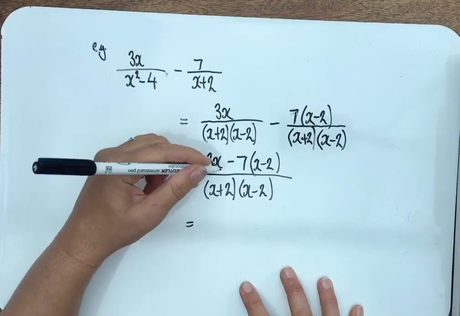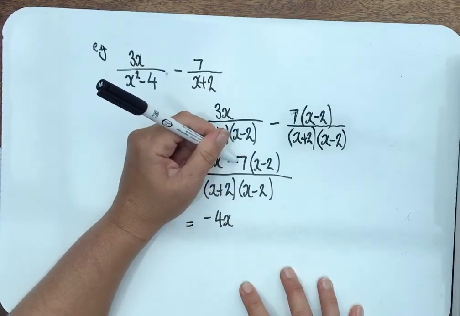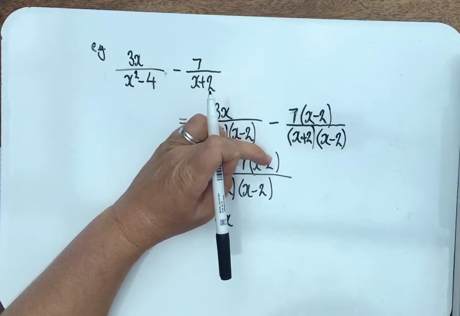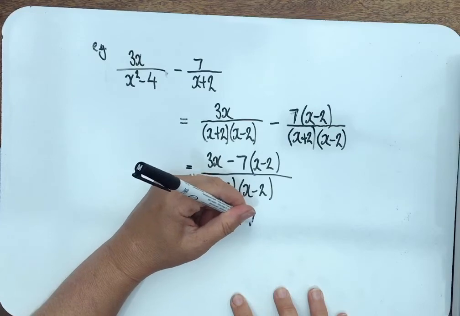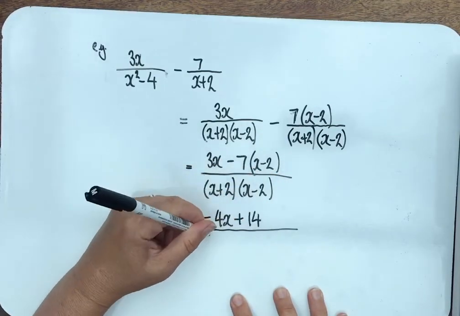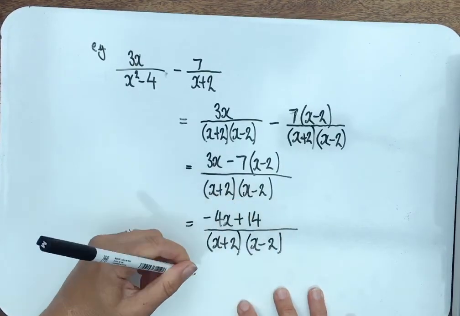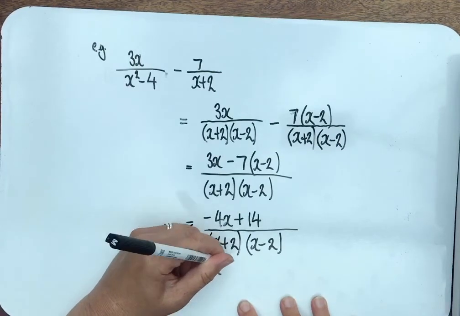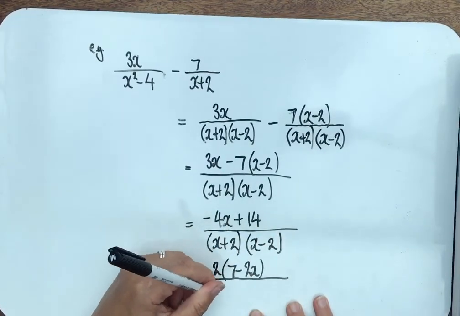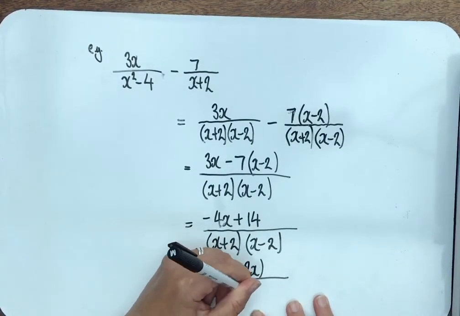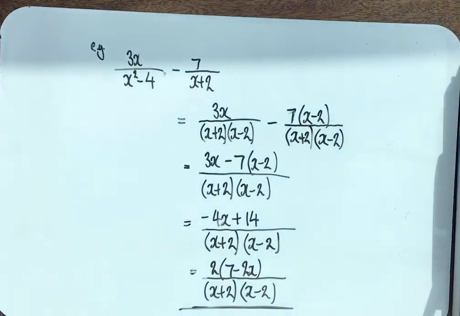Then tidying up the top, I've got 3x minus 7x. And then minus 7, lots of minus 2, which is plus 14. And then factorising the top to see if it will simplify down any more. And this one doesn't either. It's not very exciting, but sometimes they do. So, answer to that one, it's there.